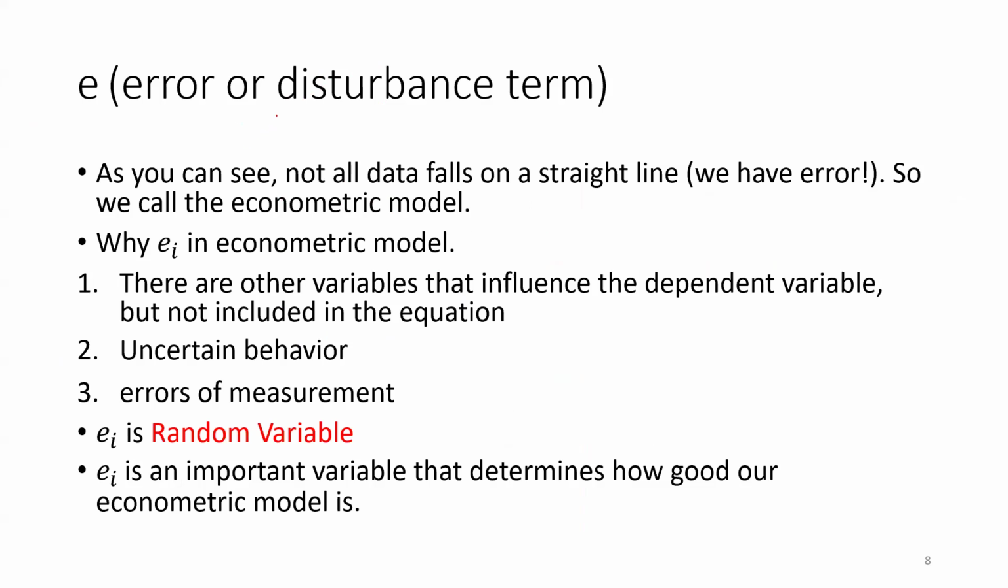Some textbooks call it disturbance, some textbooks call it error. If you read some textbooks or research, they may use mu. But in my style, I will use e for error, but actually they are the same thing. As you can see, not all data falls on a straight line since we have error. So that's why we call it an econometric model.